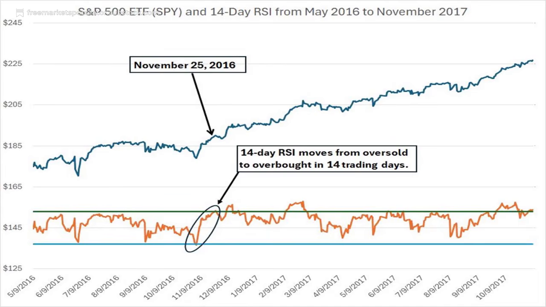As you can see, the period from late November 2016 through the entirety of 2017 was actually one of the smoothest, lowest volatility market rallies in history. You have to go back to the early 60s to find a comparable period. There were no significant pullbacks, and the RSI spent a good bit of time in overbought territory, as you can see, as that rally proceeded through 2017.